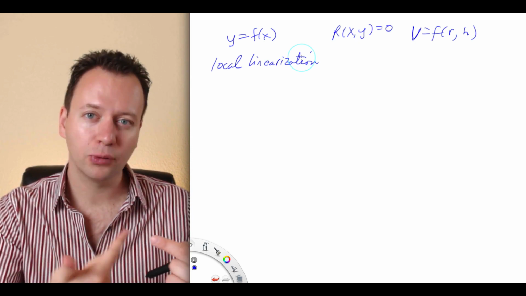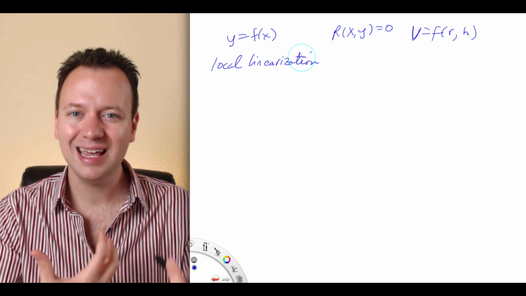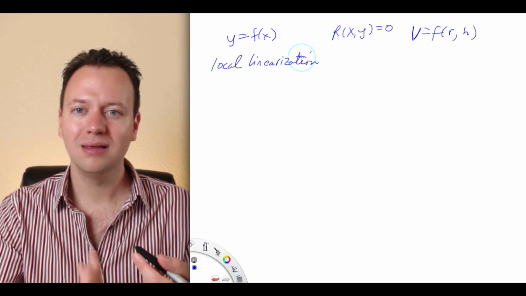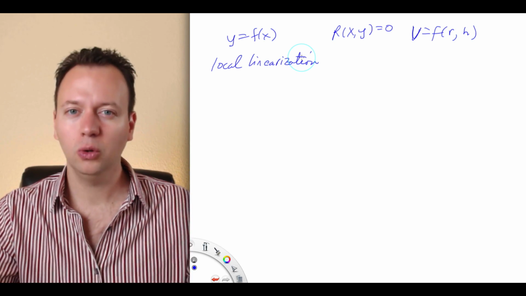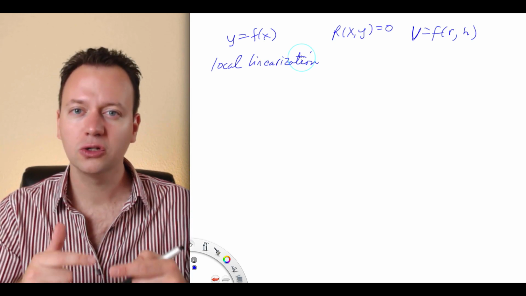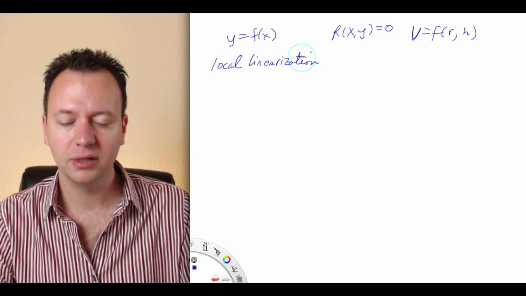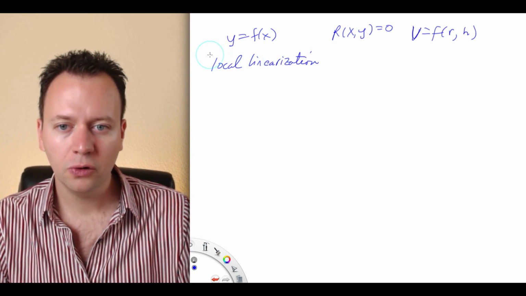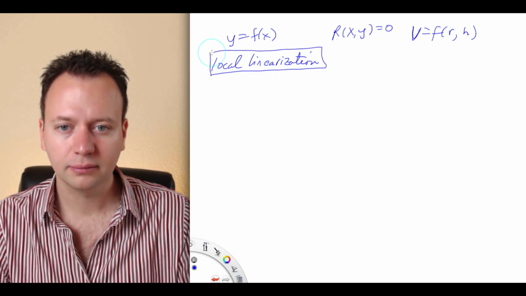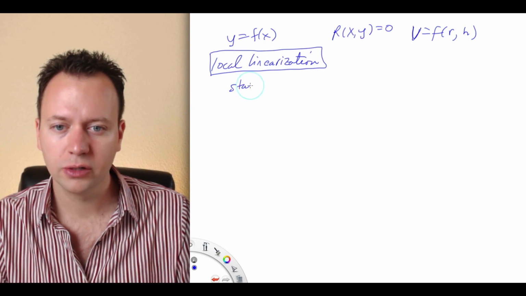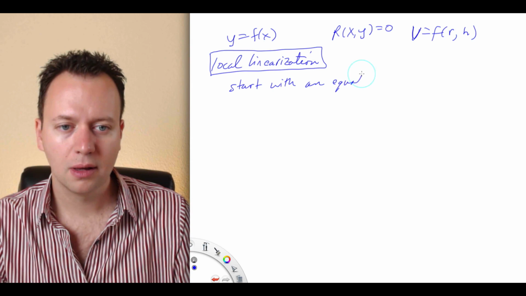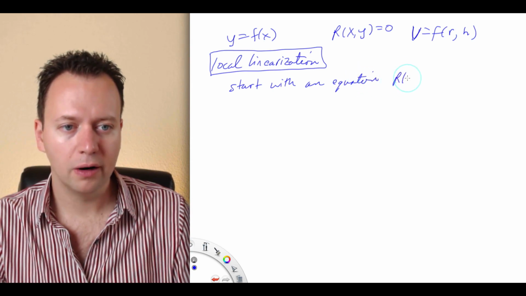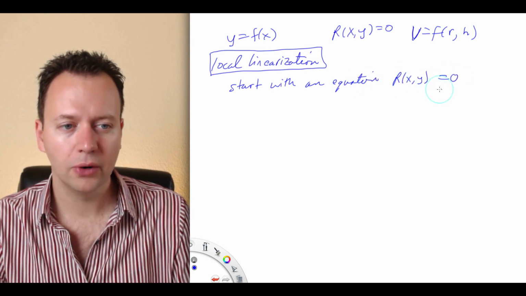So we basically approximate the function as a linear function, so basically we're ignoring all the nonlinear effects by just looking at the values of the derivatives at the particular point. So to do local linearization, you do the following. You start with some equation. Start with an equation. So r of x, y is equal to 0.